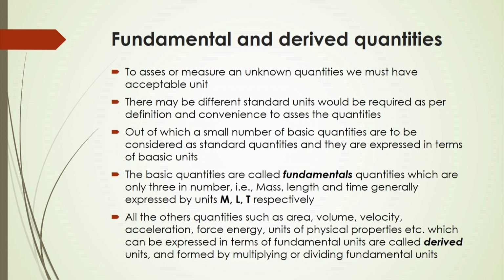So, suppose you are making units for velocity. The unit for velocity is simply length per time. So, what is the unit for velocity? L per T, or meter per second. Here, meter is a fundamental unit and second is a fundamental unit. In that case, meter per second is the derived unit, based on the fundamental units of length and time.